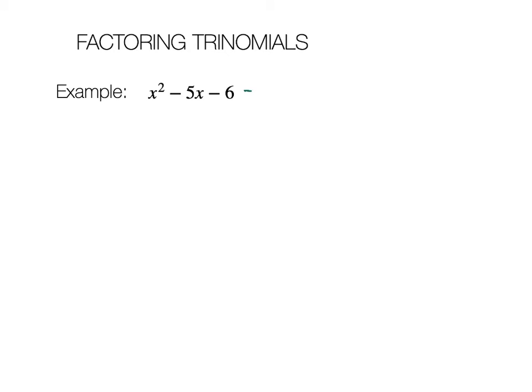Here we go. Let's factor this guy. I notice right away A is 1. Good. B is negative 5 and C is negative 6. So I write my two parentheses, x and x. Let's figure out what R and S are now.